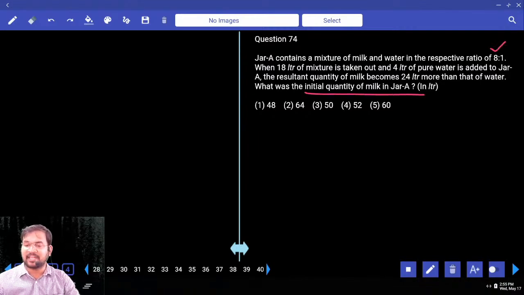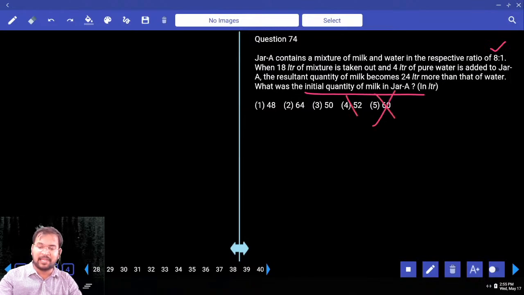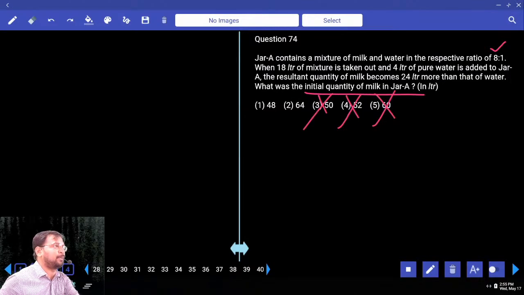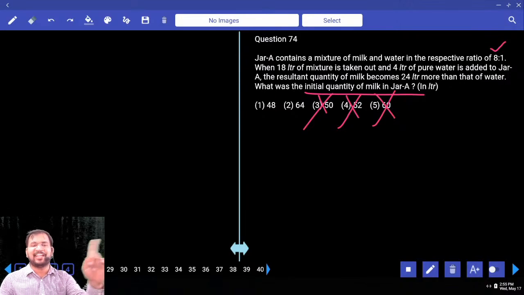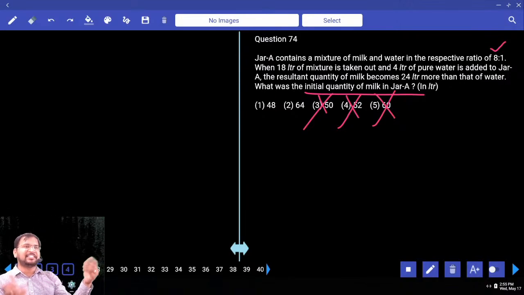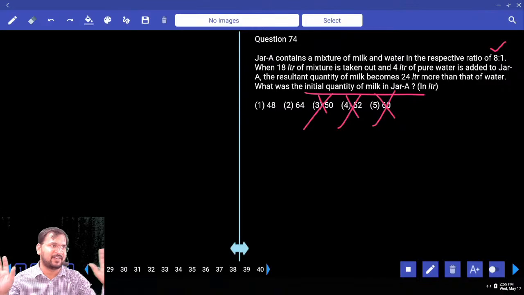Initial quantity of milk in jar A is 8 parts. Our answer should be a multiple of 8. And your answer is 48 or 64. Try with one. If it is satisfied, that is your answer. If it is not satisfied, the other one is your answer.